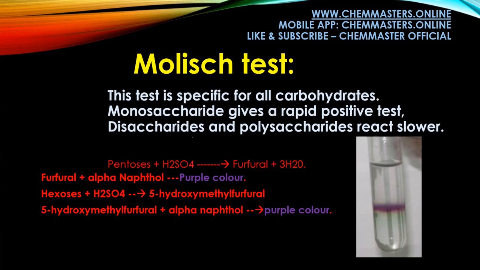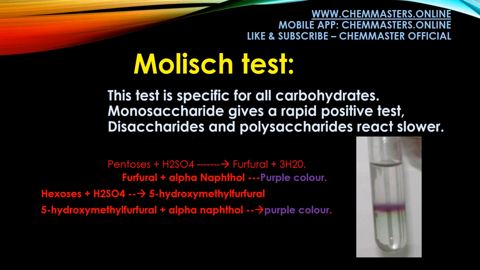Whenever pentoses react with concentrated H2SO4, we know that concentrated H2SO4 is a dehydrating agent, and it dehydrates pentoses and produces furfural. That furfural reacts with alpha naphthol, the Molisch reagent, and if it gives purple color, then simply it is a carbohydrate.